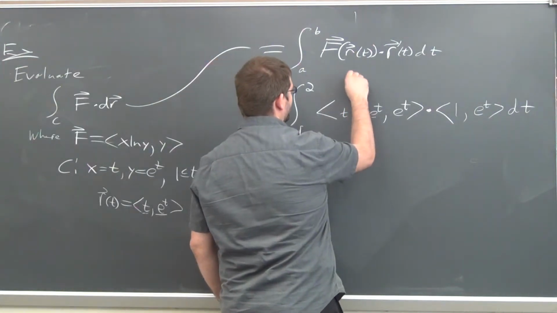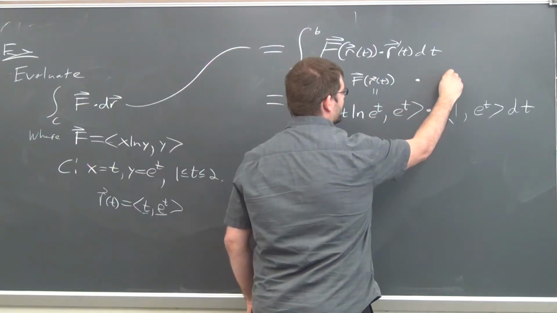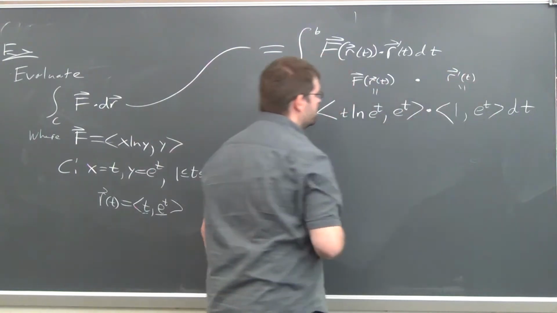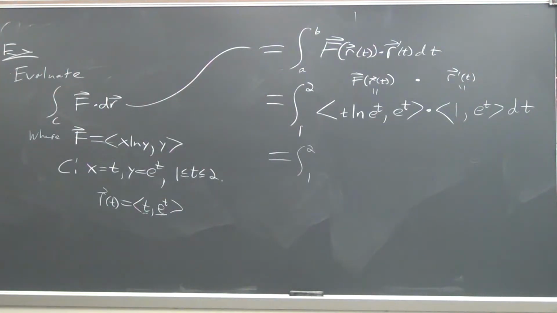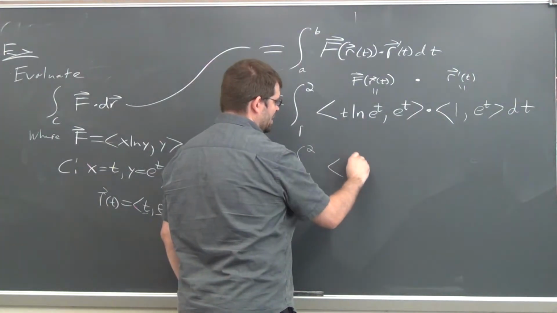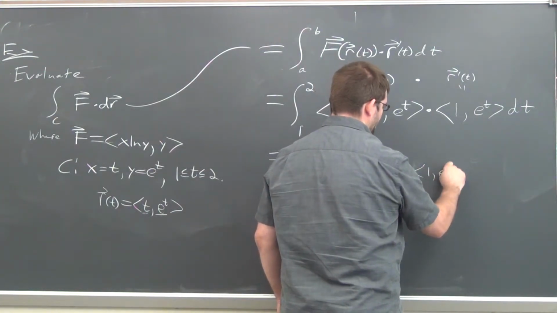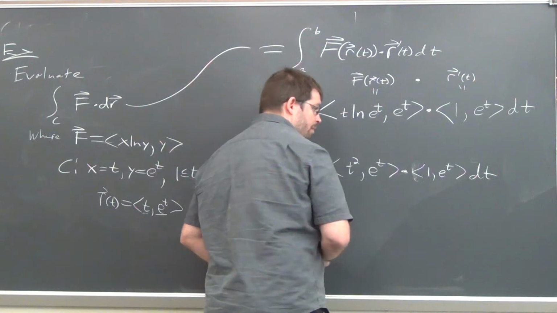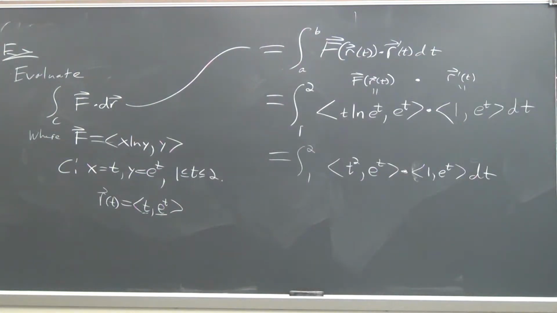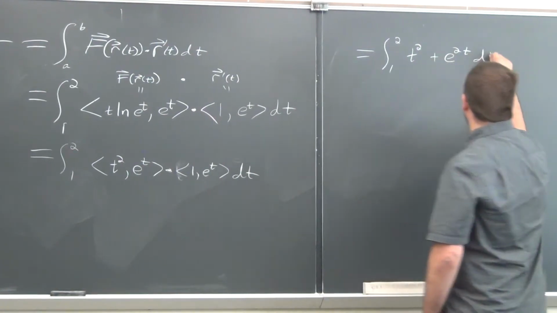Just to be clear, this little piece is the f of r of t, and then dotted with that little piece is the r prime of t. That could be a little bit confusing. Before we do anything else, log of e to the t is just t, so this is t squared, e to the t dotted with this. So do the dot product and you end up with t squared plus e to the 2t, is that okay?